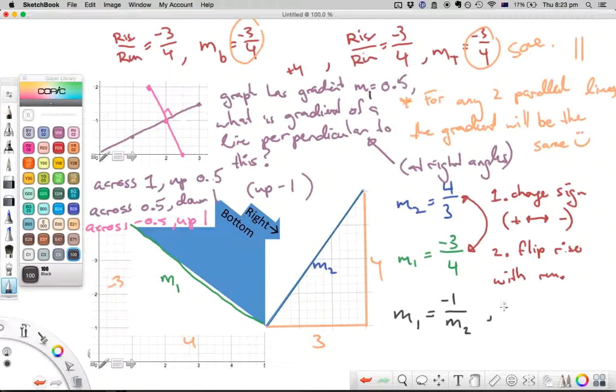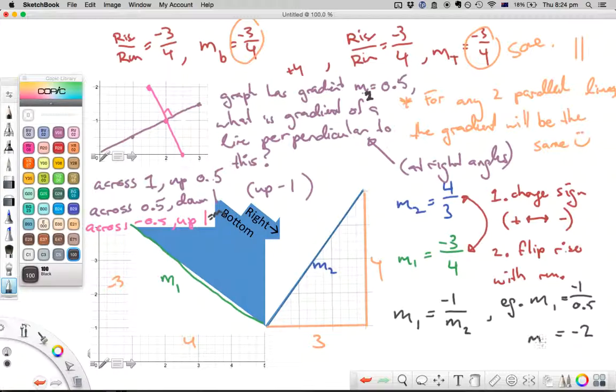So if we use this example, where the gradient here, M1, is 0.5, and we'll call this M2. Finding M1 equals negative 1 over M2, which was just a half. And negative 1, how many halves? Well, in 1, there are 2 halves. So in negative 1, there are negative 2 halves.